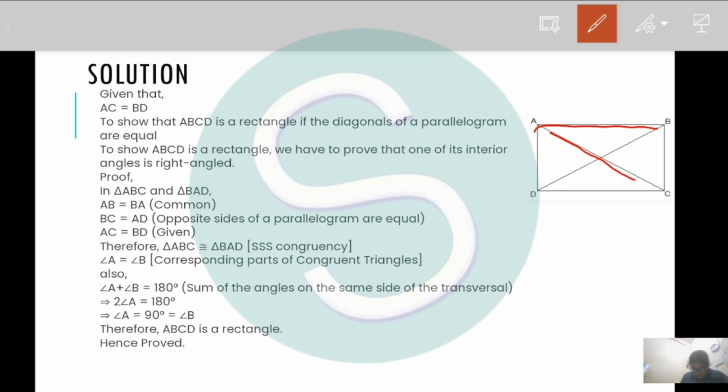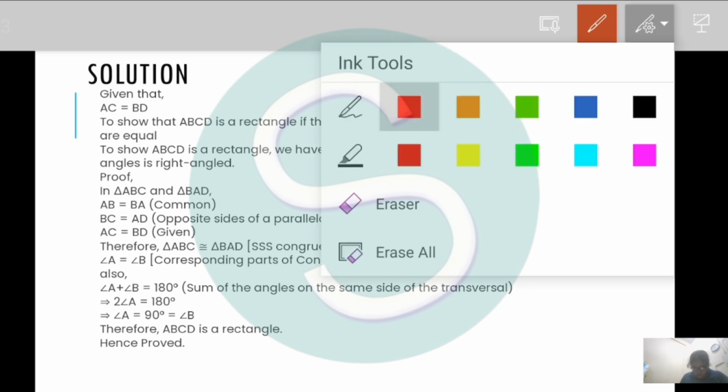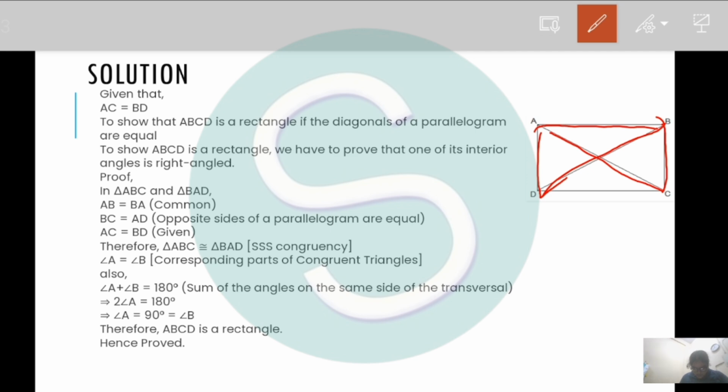सो फर्स्टली हम ए बी सी और बी ए डी को कंसीडर करेंगे. ABC this triangle and BAD this triangle, इन दोनों ट्रायंगल को कॉन्ग्रुएंट प्रूव करेंगे. सो कैसे प्रूव करेंगे? फर्स्टली, since it is a parallelogram and opposite sides are equal, so AB equals CD. Also, in this side AB is common, so AB equals BA common side, BC equals AD, opposite sides of a parallelogram are equal, and AC equals BD since it is given कि diagonals are equal.